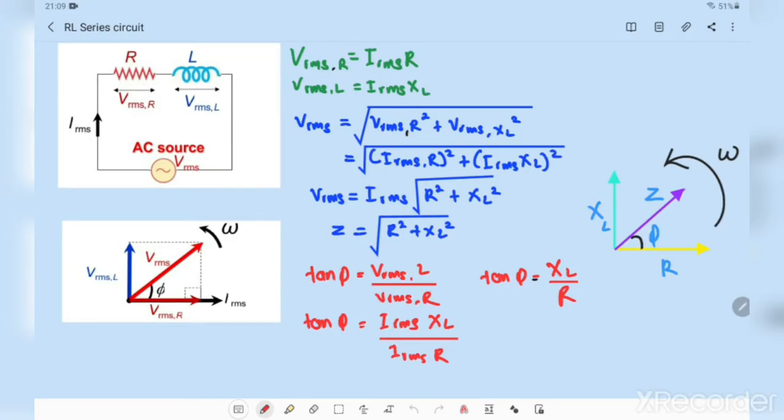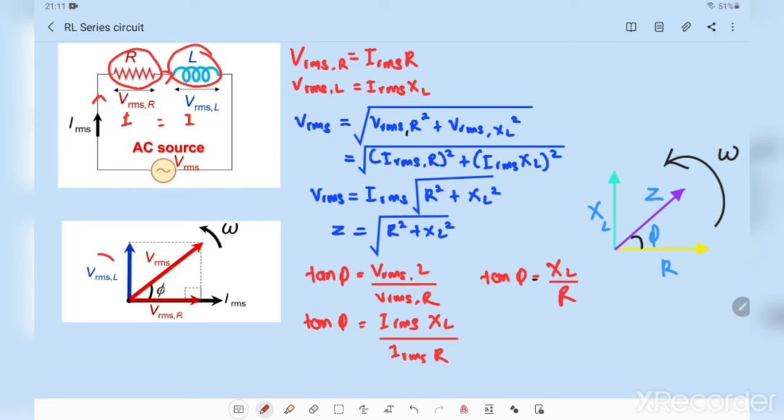RL series circuit. Consider an AC circuit of RMS voltage connected in series to a resistor and an inductor. The RMS voltage across the resistor is Irms R, and the voltage across the inductor is Irms XL. As the resistor and the inductor are connected in series, the current flowing through the resistor and through the inductor is the same current.